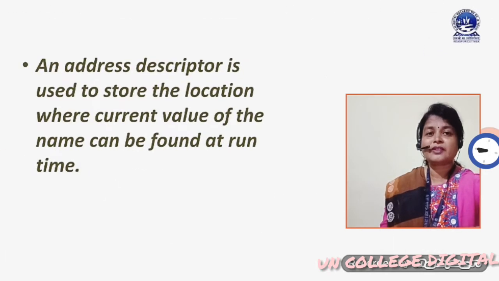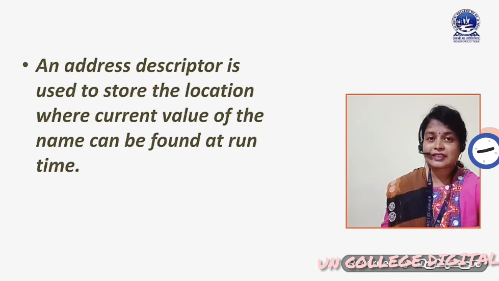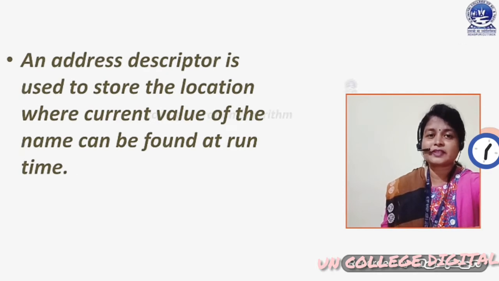Now I am going to discuss the address descriptor. The address descriptor is used to store the location where the current value of a name can be found at runtime. For example, suppose the instruction is C equal to A plus B. During execution it is essential to know the address of A, the address of B and the address of C. The address descriptor is used for this purpose.